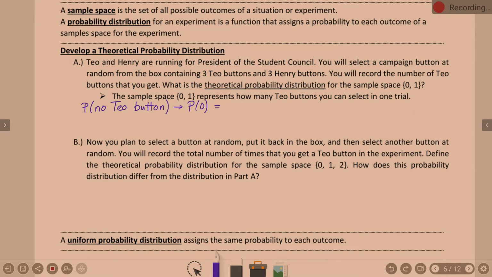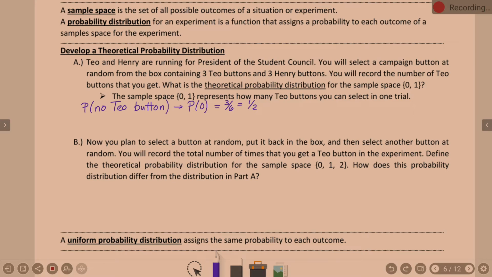So when they ask you for probability of 0 in this sample space, 0 represents essentially a failure. You did not pick up a TO button. And what is my probability of not getting a TO button? 50%, because there are how many non-TO buttons? 3. 3 out of how many total buttons? 6. So 3 out of 6, which is 1/2, 0.5, 50%, whatever variation you want to give there, yes?